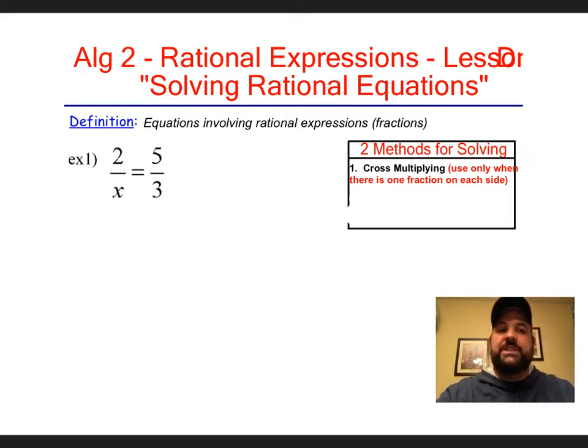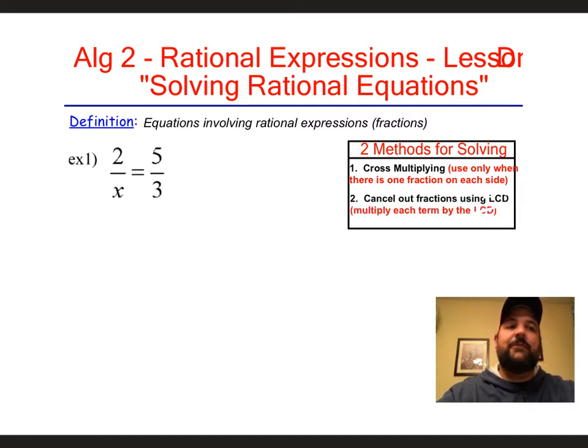But in general, our second way of solving, which we're also going to see today, is that we can cancel out using the LCD. And when we say cancel out, we're really going to multiply each term by the LCD. And last year in Algebra 1, when you talked about cross multiplying, you may have discussed that this second method of canceling out the fractions is really what we're doing when we're cross multiplying. We're just taking out a couple of steps.